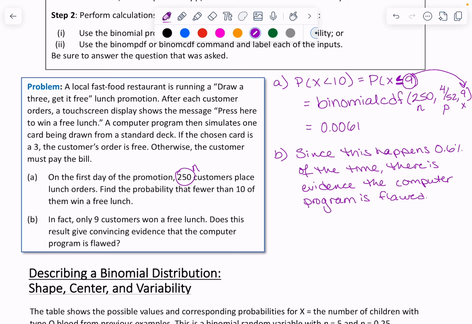Okay, that should not be happening. You should get more than 9 winners out of 250. Because our probability is so small, we do have evidence that the program is flawed.